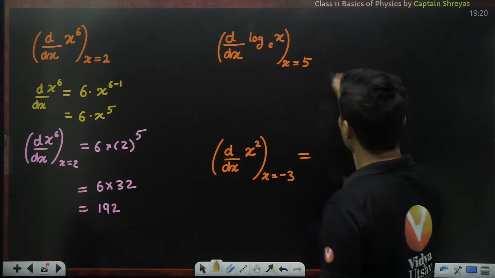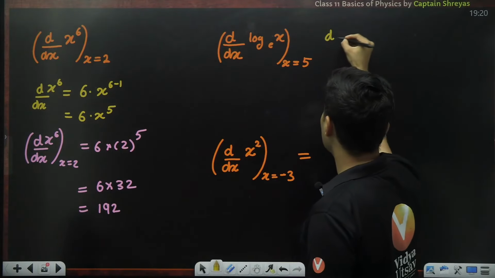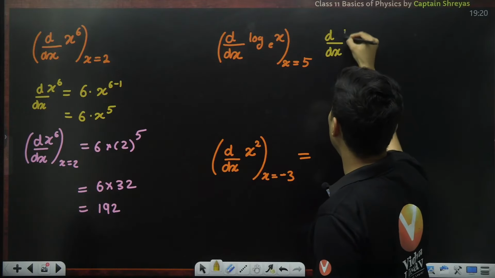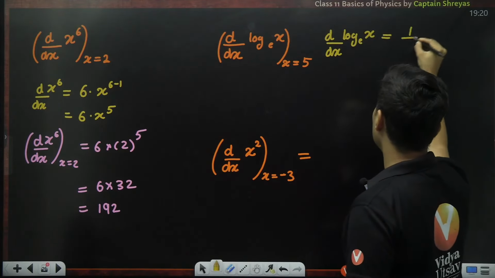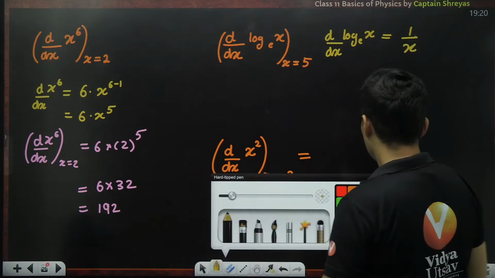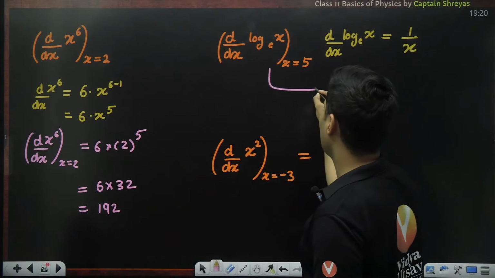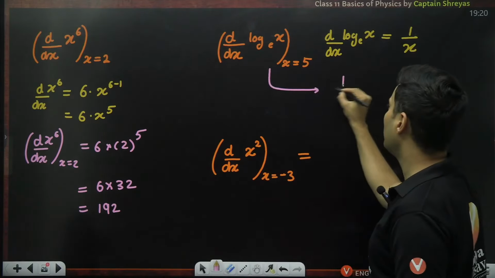Let's try to do this question. So first, if you just do the derivative of log of x to the base e, I just told you the answer, it is 1 by x. But if you just try to find this one by substituting x as 5, so the answer will be 1 by 5. So instead of x, you put 5.